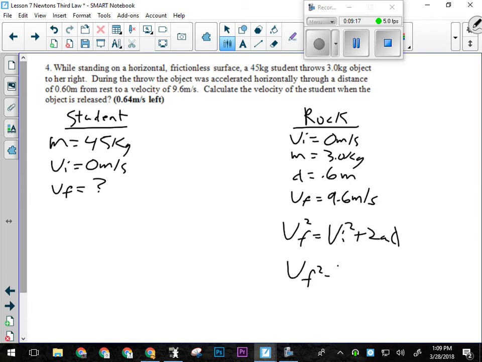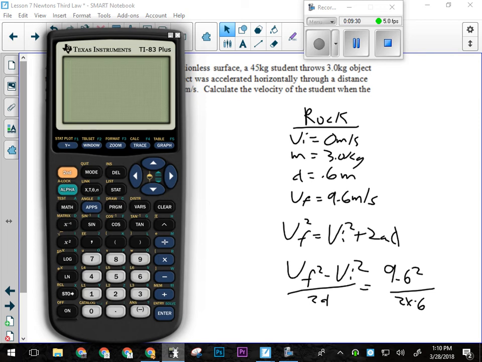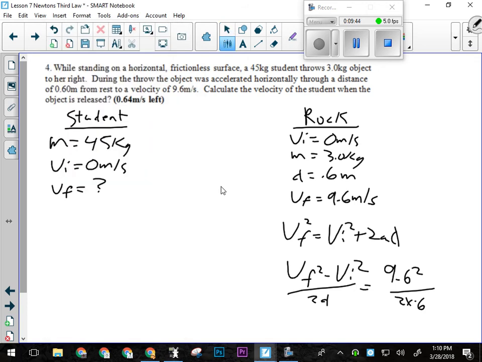So I'm going to have VF squared minus VI squared over 2D. So that'll be 9.6 squared minus 0, over 2 times 0.6. It ends up being like 76 or something like that. So 9.6 squared, not 96, 9.6 squared, divided by 1.2. 76.8 meters per second squared. So now I know one more thing.